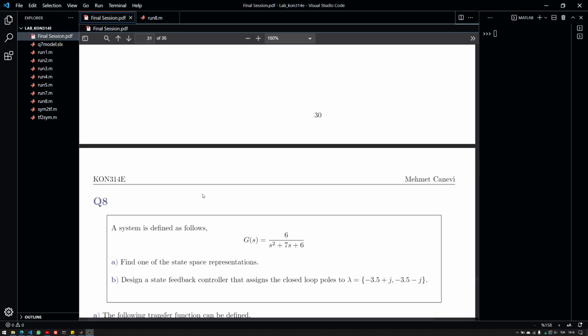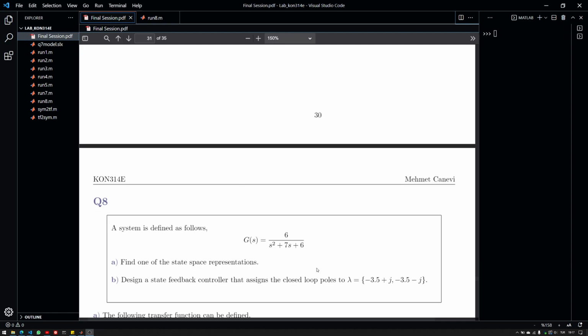So this is question 8. Now we are transitioning to the state space model. We've covered so far the frequency and time domain methods, and we've spent a lot of time on systems with delays. Now we look at the state space representation of a model, and then the state feedback controller.